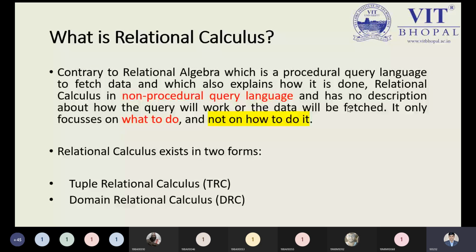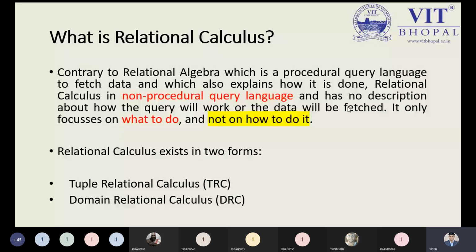Here we have the biggest difference between relational algebra and relational calculus. Relational algebra is a procedural query language. Relational calculus is a non-procedural language. In relational algebra, we know how to get the data and how to fetch the information. But in the case of relational calculus, we don't know such a thing. So this is a little bit of a difference.